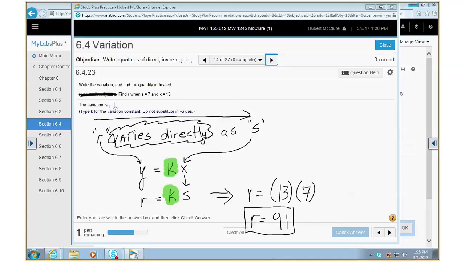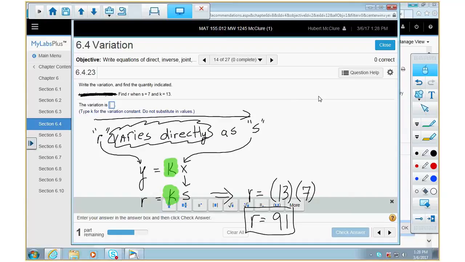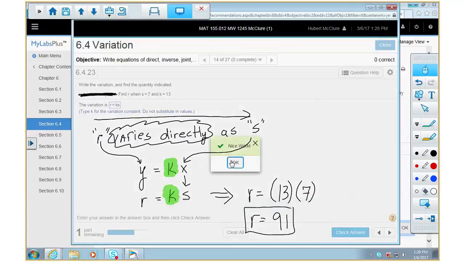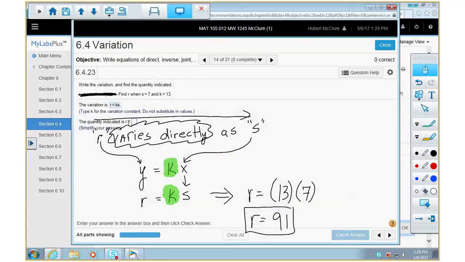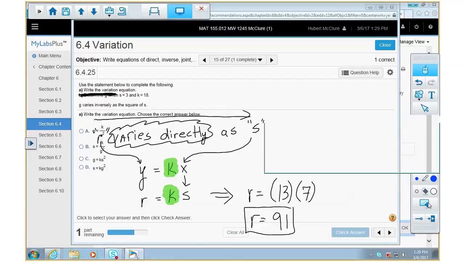And they're going to ask you what the variation is, and you need to make a note. You need to say, R is equal to K times S. That's what they're wanting. And then they're going to ask you what's the quantity, and then you say it's 91. That's the first type question. Let's go find the second type question.